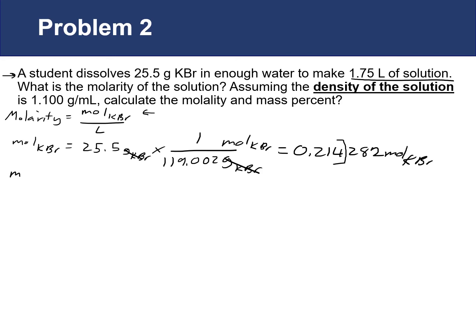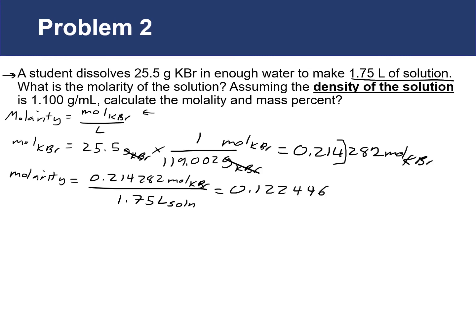So our molarity is equal to our 0.214282 moles of KBr. We're going to take this, divide it by our volume of solution, 1.75 liters of solution. This will give 0.1224469 molar KBr. In terms of significant figures, our top value has 3, our bottom value has 3, and so our end answer is also going to have 3. So our answer would be 0.122 molar KBr, or moles per liter. The next part that we're going to work out is our molality.